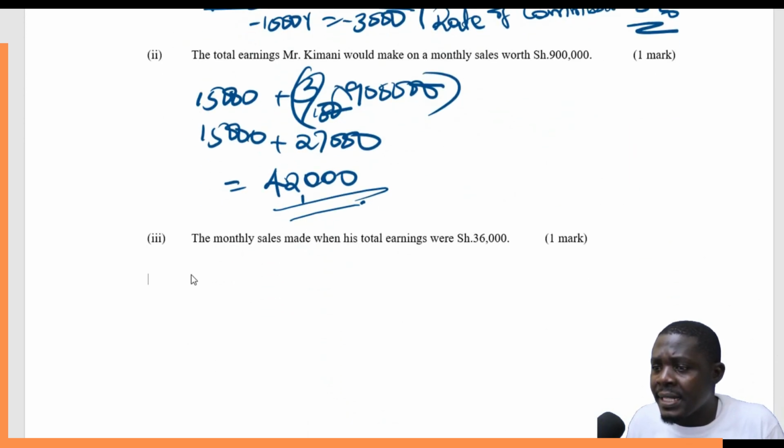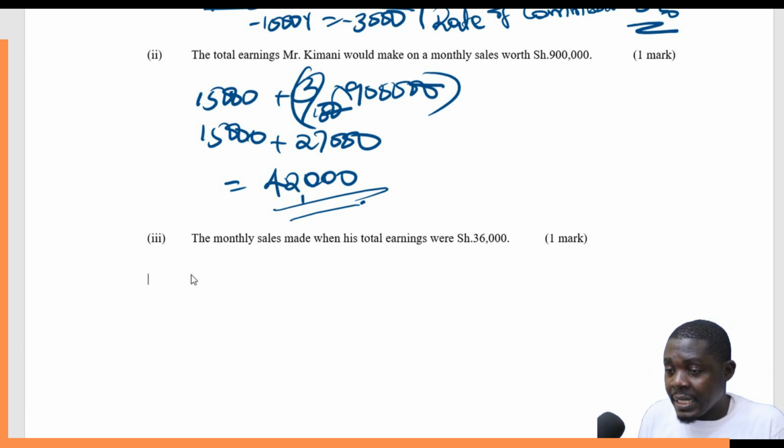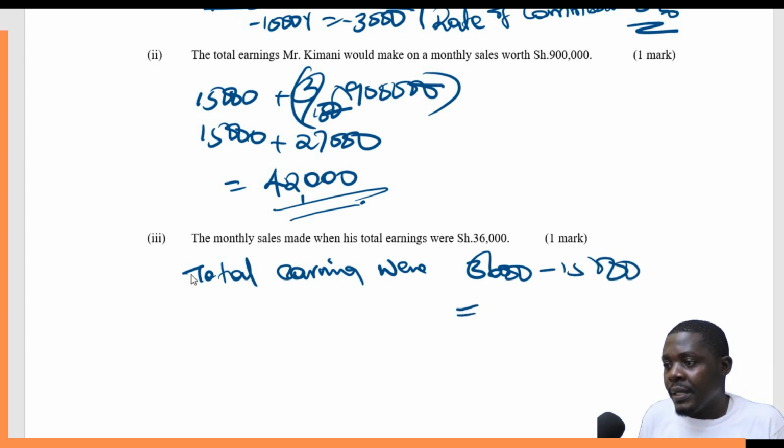Then the monthly sales made when his total earnings were 36,000. Now total earnings were 36,000 minus basic 15, which is what? That is 21. Now this is the commission.